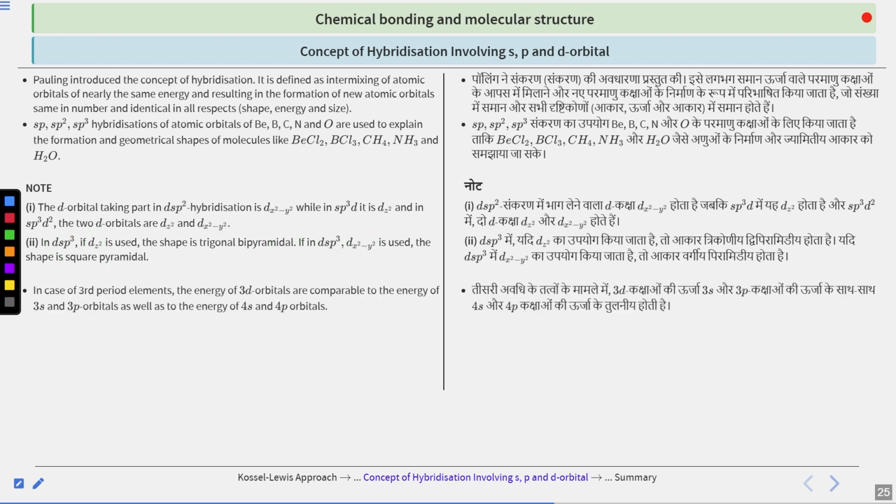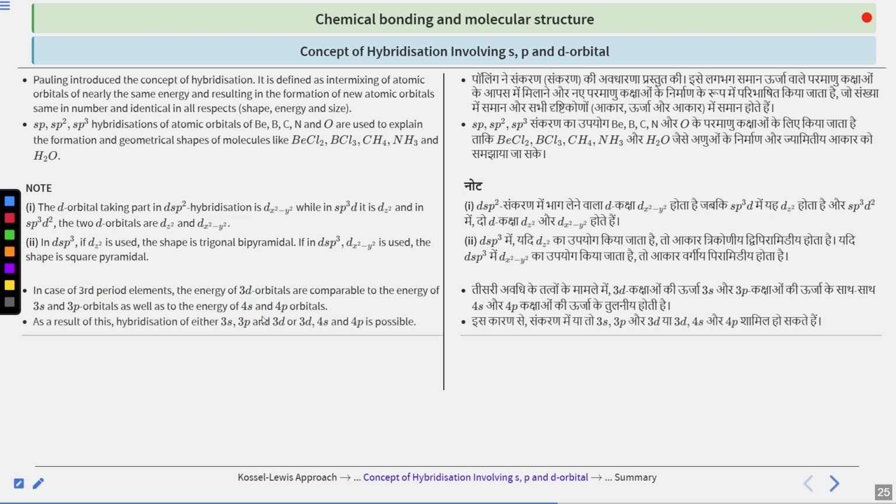If you consider the case of third period, then 3d orbitals are comparable in energy to 3s and 3p, as well as to the energy of 4s and 4p also. Now what is the result of that? Two types of hybridization are possible. First is 3s, 3p and 3d. Second is 3d, 4s and 4p. So you can see these two types of hybridization or mixing: 3s, 3p and 3d will combine, and also 3d, 4s and 4p can combine.